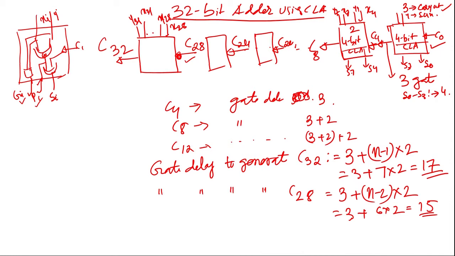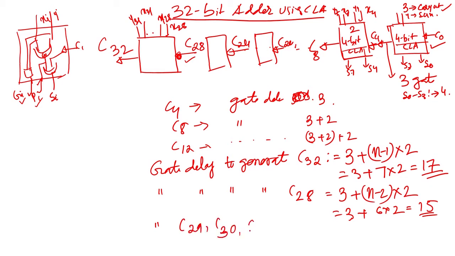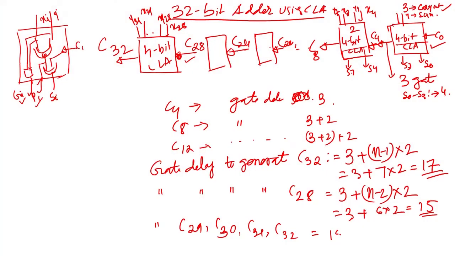After reaching this, to generate C29, C30, C31, C32 will be generated simultaneously, because you consider this is nothing but a 4 bit CLA. After giving input, it would take 3 gate delay, but it will not take 3 gate delay, because as I said GIPI is automatically generated, they are generated earlier. So, it will take 2 gate delay. So, it will be 15 plus 2. So, that is, we calculated C32 will be generated at 17 gate delay.